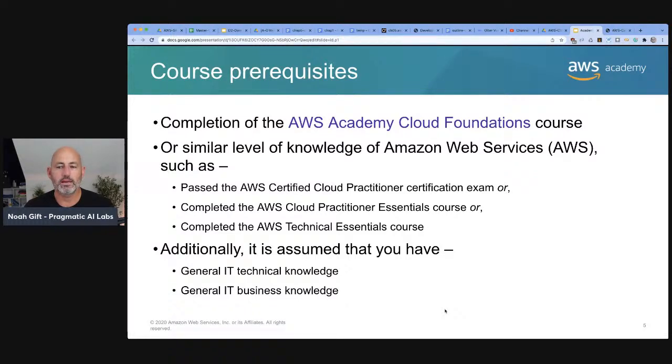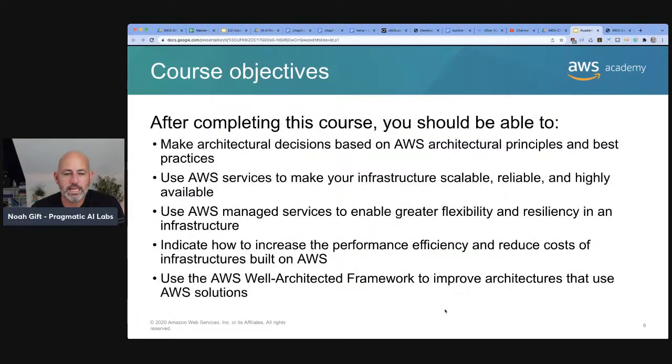Also that you have had some background potentially in the solutions architect, pre-material, so cloud practitioner, and you have general IT knowledge. Those are some of the prerequisites. After you're done, you should be able to make architectural decisions around services, also be able to do the correct performance, efficiency, reduce costs, make sure you do the well-architected framework.